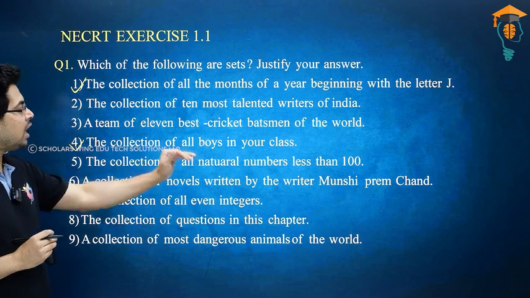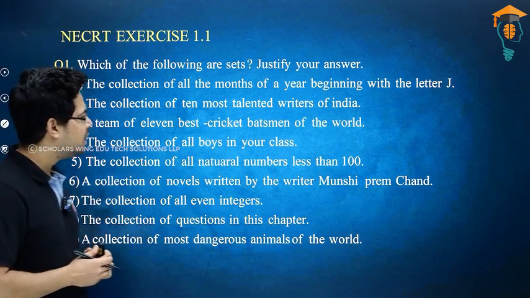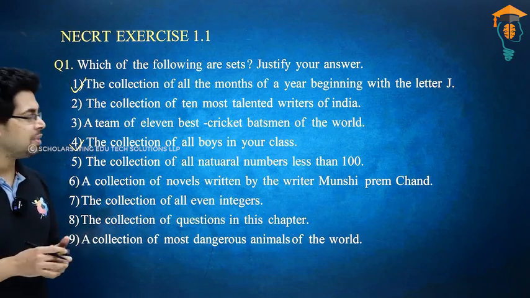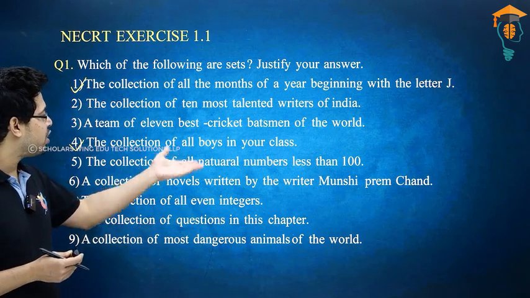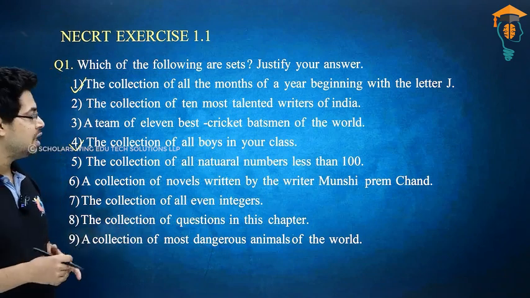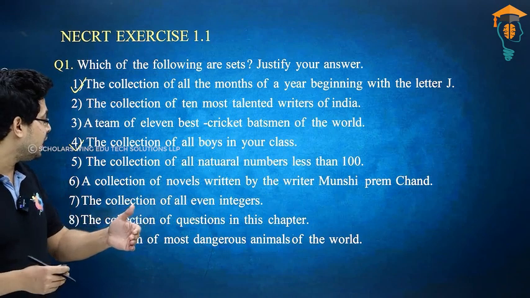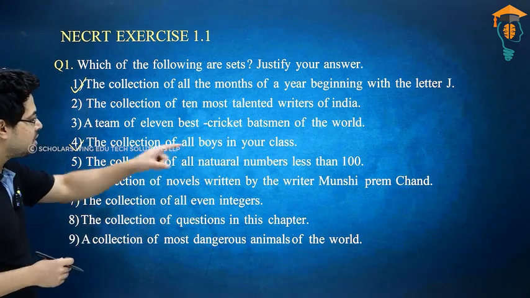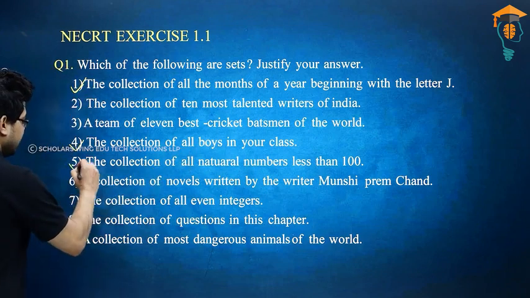The collection of all natural numbers less than 100. Yes, sir. There again cannot be any disagreement in this. It is a mathematical statement, right? So it has to be a set. Collection of all natural numbers less than 100. That means all the numbers beginning with 1, right? And going up till 99, right? Because it is less than 100. So it is again a set.